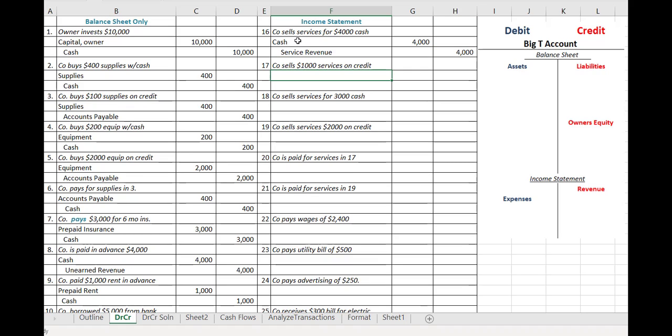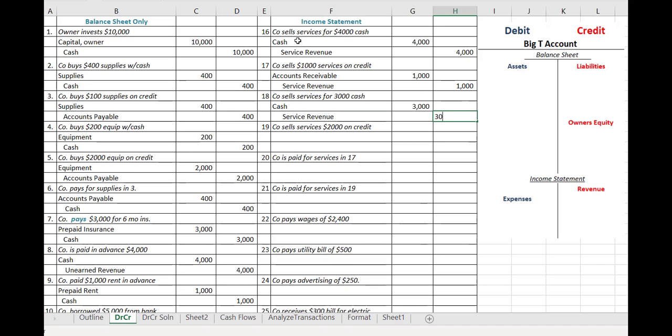Okay, now we sell services on credit. So instead of getting cash, we've got accounts receivable. We've got an account receivable. It's like an IOU for $1,000, but we still recognize service revenue. Okay, now the company sells services for cash. Cash comes in. How much? $3,000. And again, service revenue.